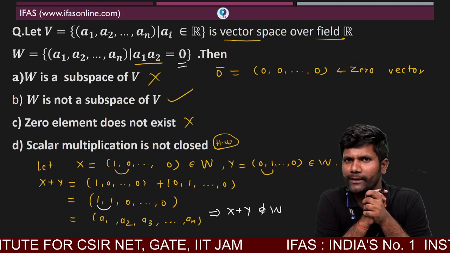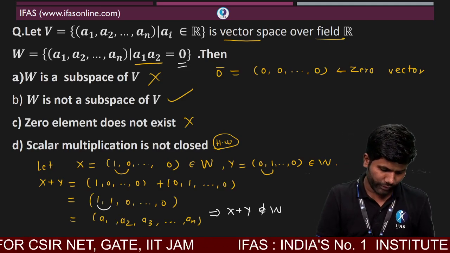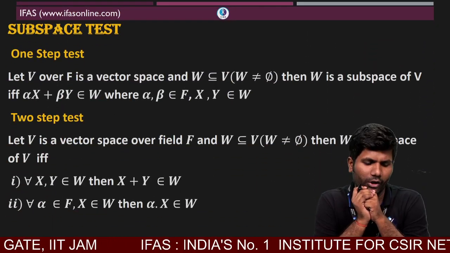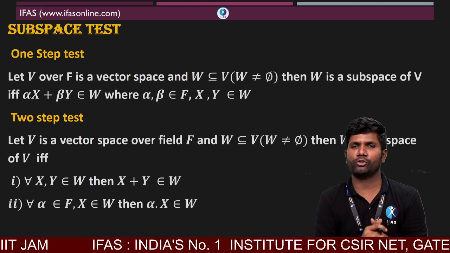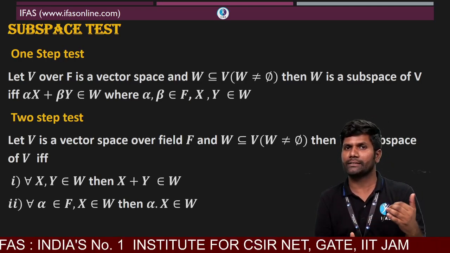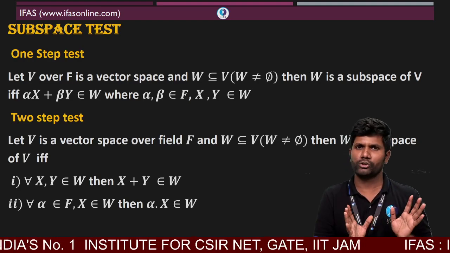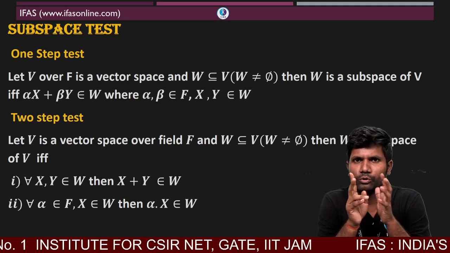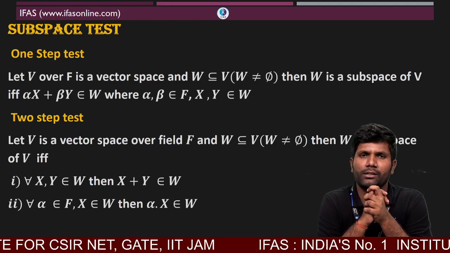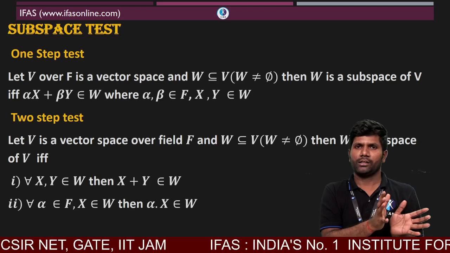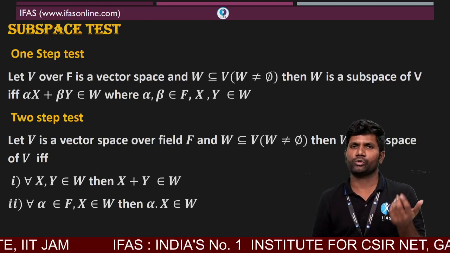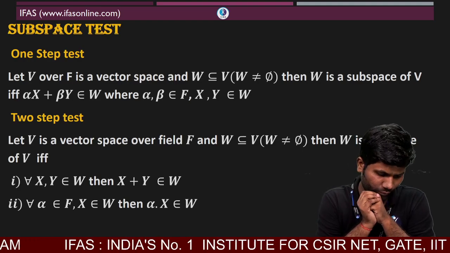Clear, everyone? Okay, so now we will move on to the next slide. After that we will see a few results, or you can say subspace tests, that is the one step test and the two step test. By using these subspace tests we can easily verify whether the given space is a subspace or not. So there are two tests: one is the one step test and the second is the two step test. In the one step test we can verify in one step whether the given space is a subspace or not. So what is a one step test?